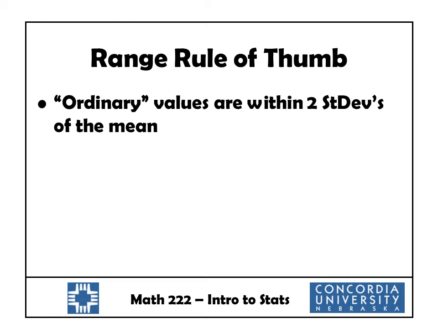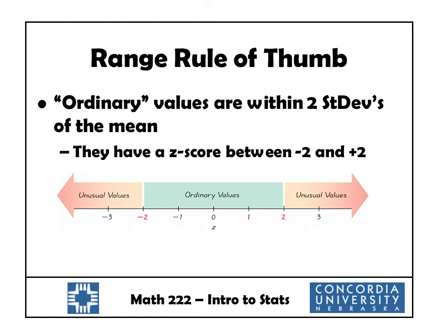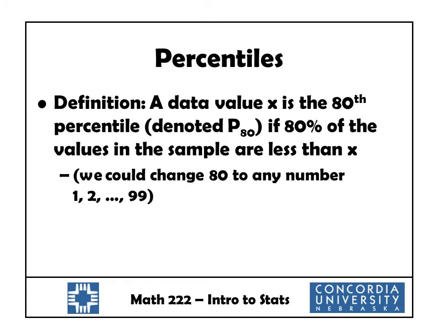Now, using this idea of z-scores, we can restate our range rule of thumb, which says that ordinary values are within 2 standard deviations of the mean. Within 2 standard deviations of the mean means that they have a z-score between -2 and +2. So here you see a little graph that illustrates the range rule of thumb in terms of z-scores. If the z-score is between -2 and +2, it's an ordinary value. If it's less than -2 or greater than +2, then it's considered unusual.